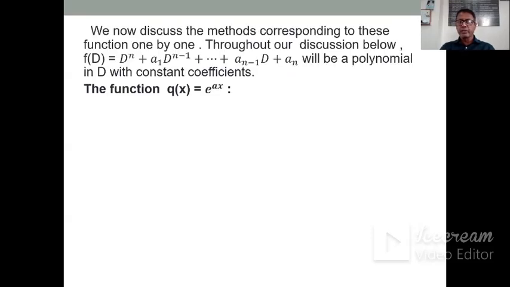Now we see first the case q of x is equal to e to the power ax. Remember that throughout this course, we consider f of D equal to D to the power n plus a1 D to the power n minus 1 plus ... plus a n minus 1 D plus a n. This is a polynomial in D with constant coefficients. We consider f of D to be this throughout this topic.